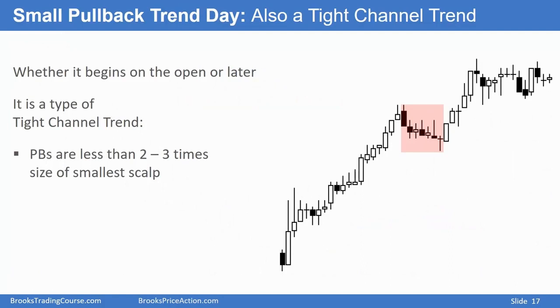Small pullback trends are also tight channels. That only makes sense, right? If the pullbacks are really small and the market is trending higher, it's going to be in a tight channel. Pullbacks are usually less than 2 to 3 times the size of the smallest scalp. Here we have a bigger pullback late in the day. Usually it fails and you get trend resumption up.